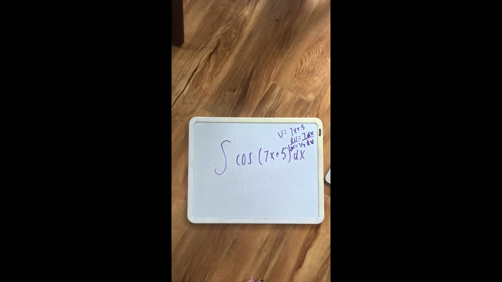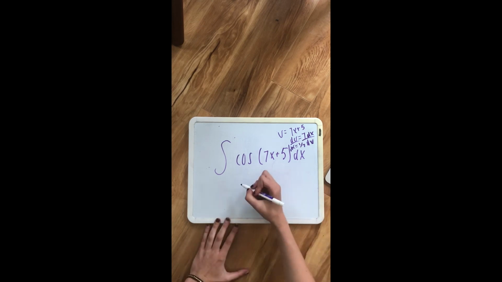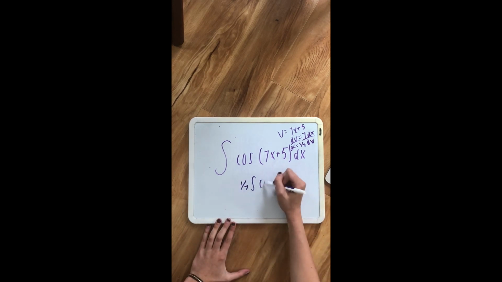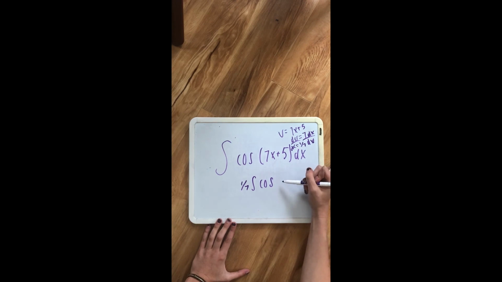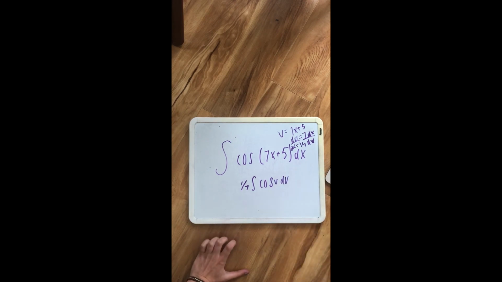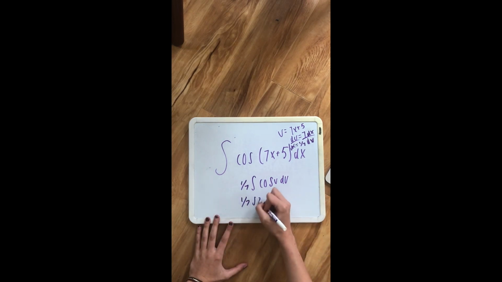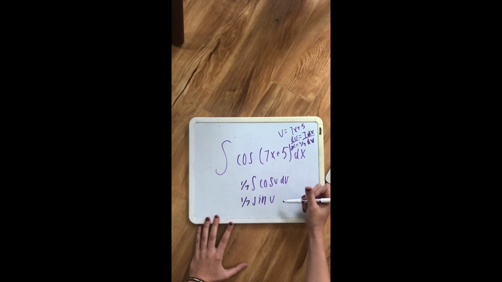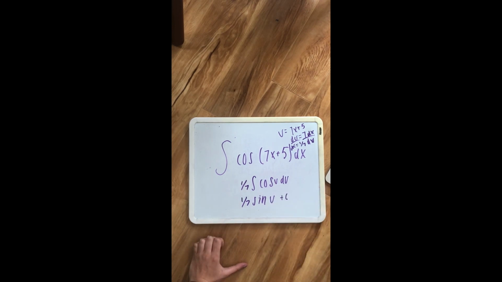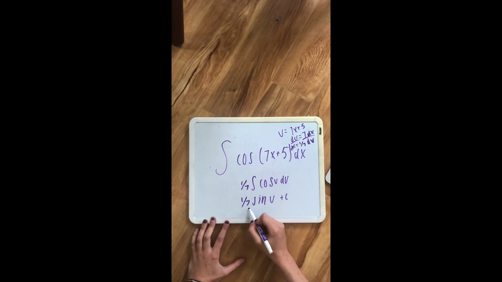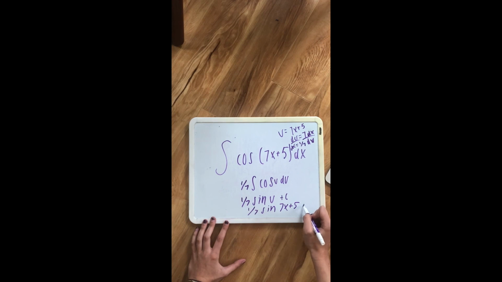Then we are ready to substitute back into the integral. By using the constant multiple rule, we get 1/7 integral of cosine of u. Once we find the integral of that function, we get 1/7 sine u plus c. Then all you have to do is substitute 7x plus 5 back in for u. And then your answer is 1/7 sine of 7x plus 5 plus c. That's your answer.